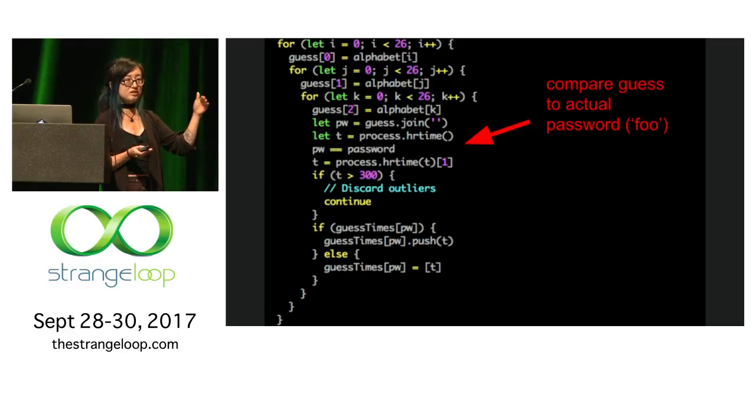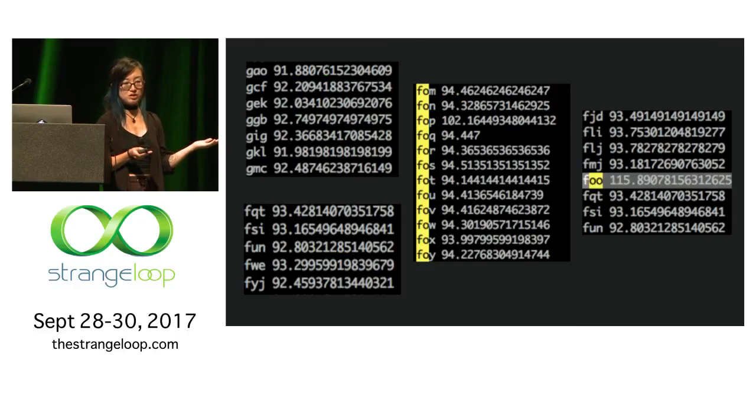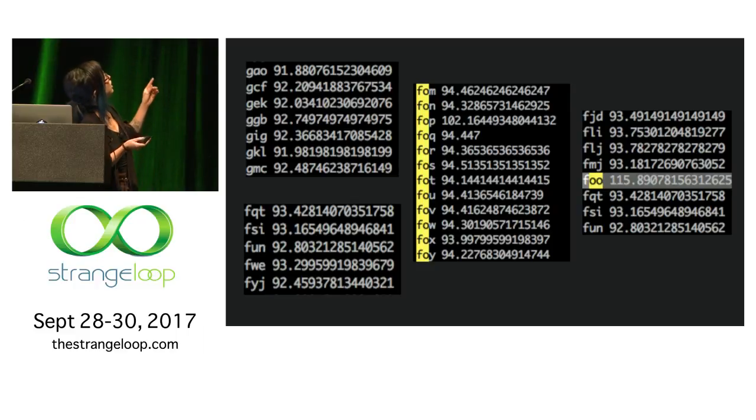And it times it against every possible password guess of length 3, and that's alphabetical. So the actual password is foo, and we compare AAA, ABA, et cetera. And then we measure the time it takes for that comparison to finish. And indeed, even on this toy, very simple piece of code, you can see there's some timing variation.